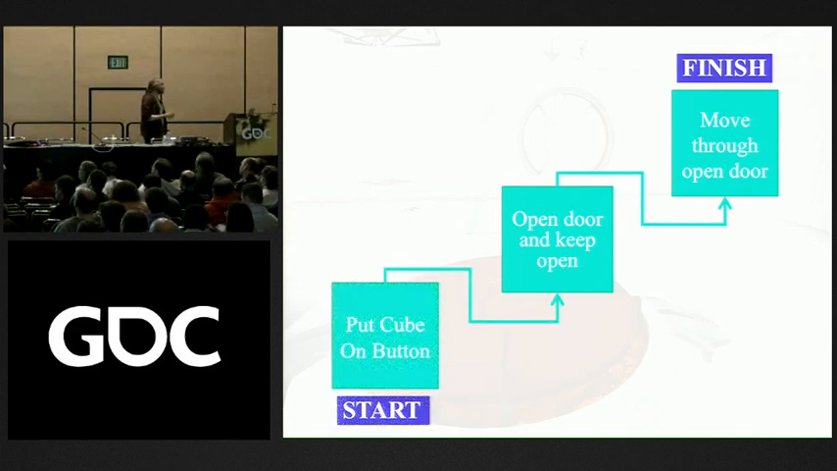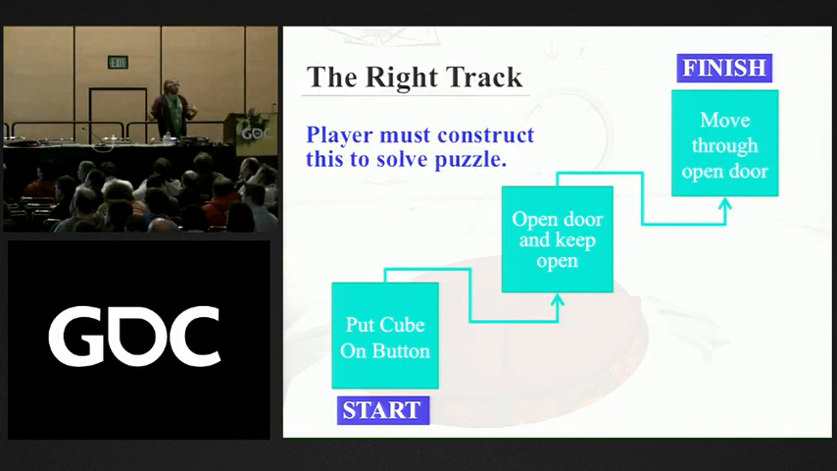And to do that with the player, I'm kind of working backwards here. The player has to know that what you're supposed to do is put the cube on the button. You got to pick that cube up, carry it over, and drop it on the button. And so this is the right track. This is the thing that you've constructed for the player. This is the puzzle that you've set out for them. And you're asking the player to construct this thing in their minds as well. And if they can't do it, they can't solve the puzzle, right?